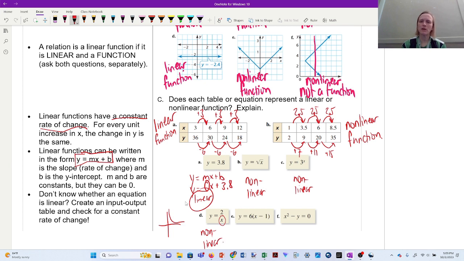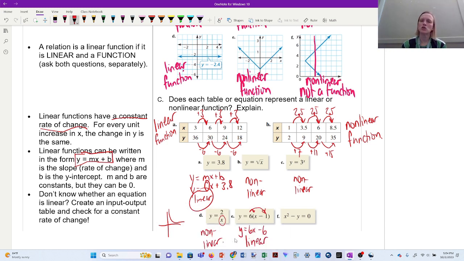Here in this example, I've got some parentheses. It looks like I can do the distributive property like that. So I'm going to simplify the expression on the right-hand side of the equation, see what I get. 6 times x is 6x. Then negative 1 times 6 is negative 6. And that gives me 6x minus 6. That is in the format y equals mx plus b. So this is a linear function.